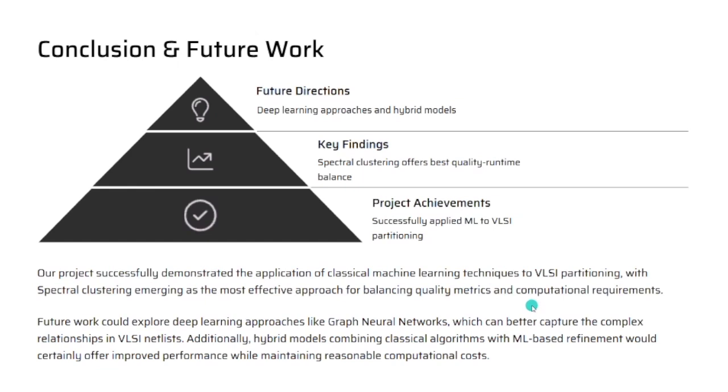Finally, to conclude, our project successfully demonstrated the application of classical ML techniques to VLSI partitioning, with spectral clustering emerging as the most effective approach. Our future work can explore deep learning approaches like graph neural networks, which can better capture the complex relationships in VLSI netlists. Additionally, hybrid models combining classical ML techniques with more heuristic-based refinement would certainly offer much improved performance.